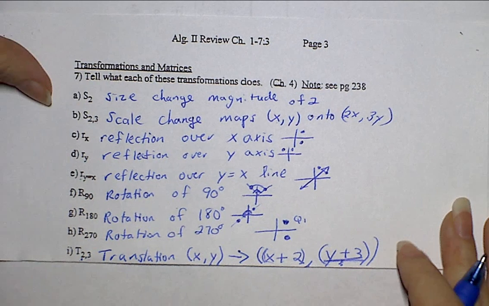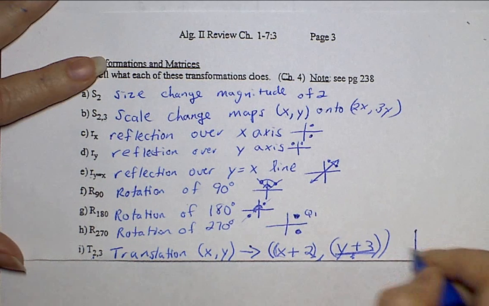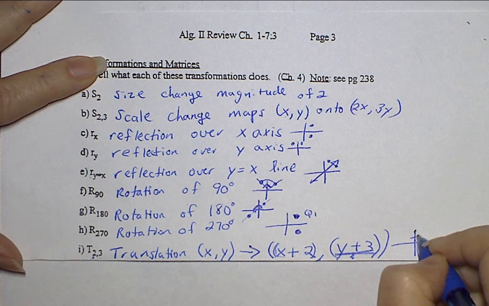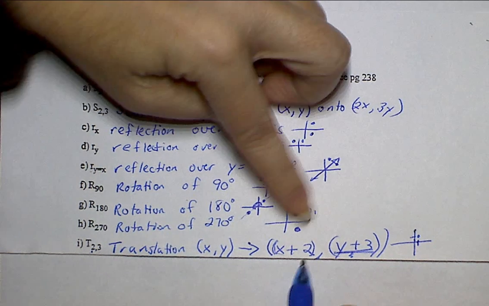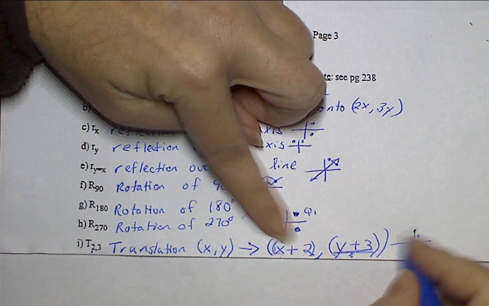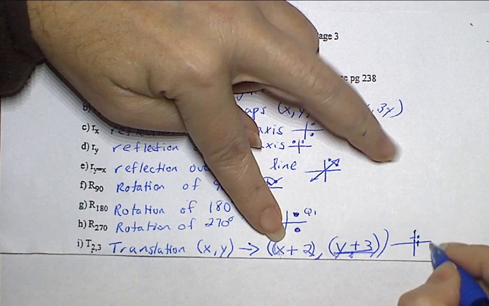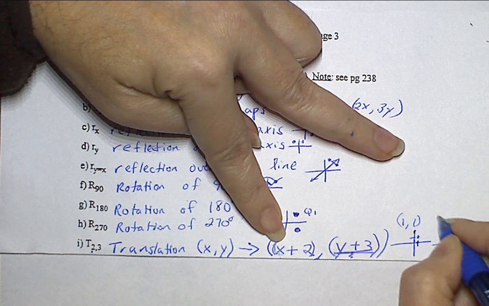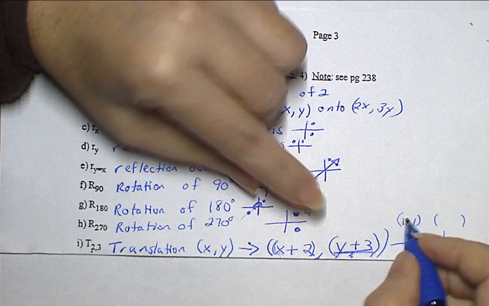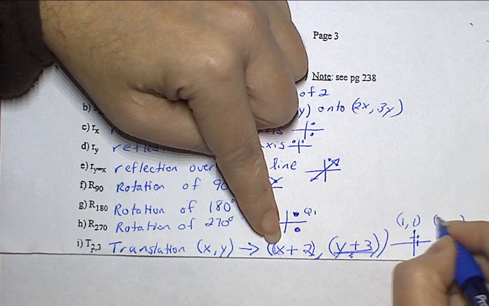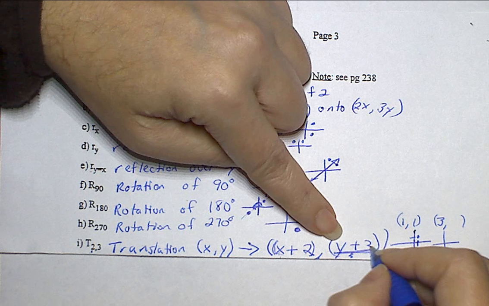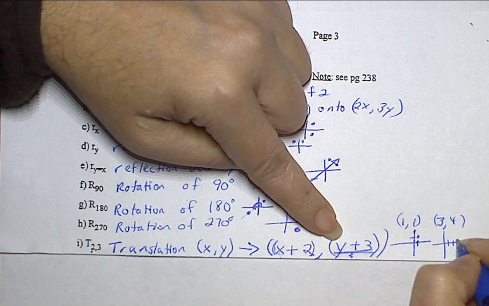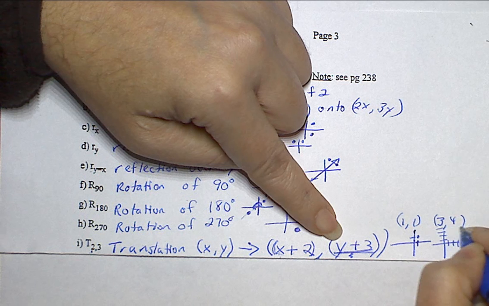So whatever your point is, I'll do a point. If your point was 1, 1, my new point would be 1 plus 2, which is 3, and then 1 plus 3, which is 4. So my new point would be 3, 4. So 1, 2, 3, and 1, 2, 3, 4. And that's where my new point would be.